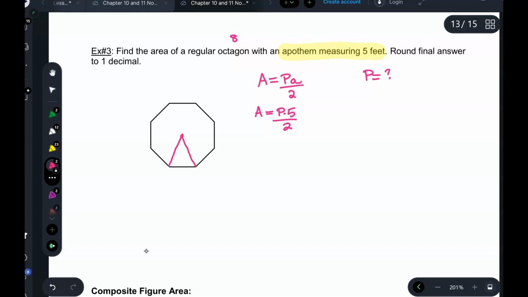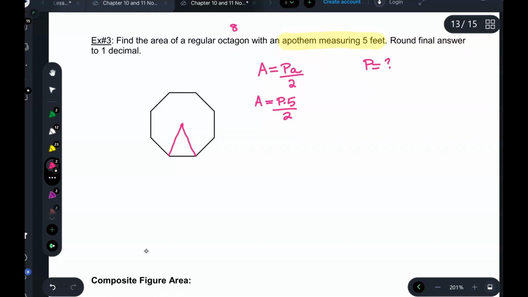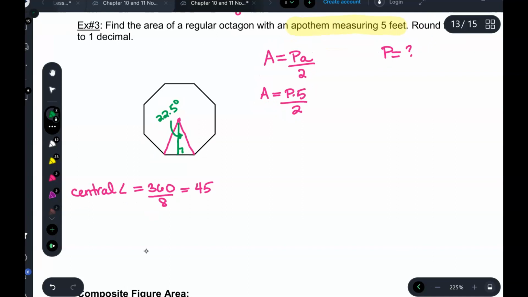We only need to draw one, right? Just draw one. Okay, we need to find the central angle. So that's going to be 360 divided by 8, which is 45. And now we want to cut that in half. So we're going to cut that in half, and that's going to make this 22.5 degrees.